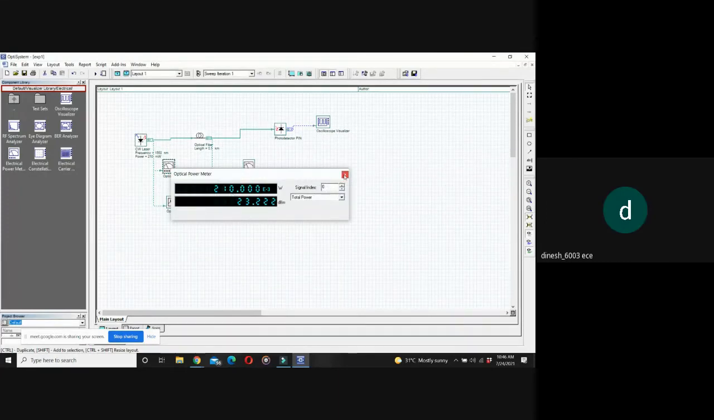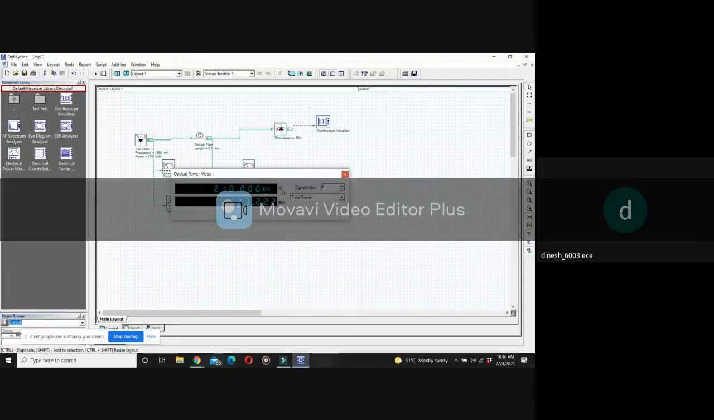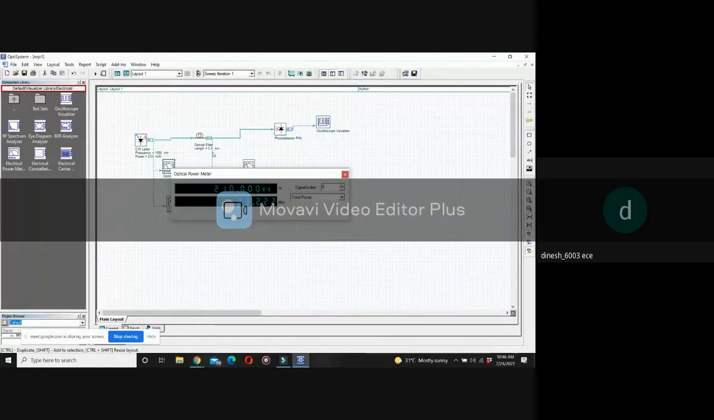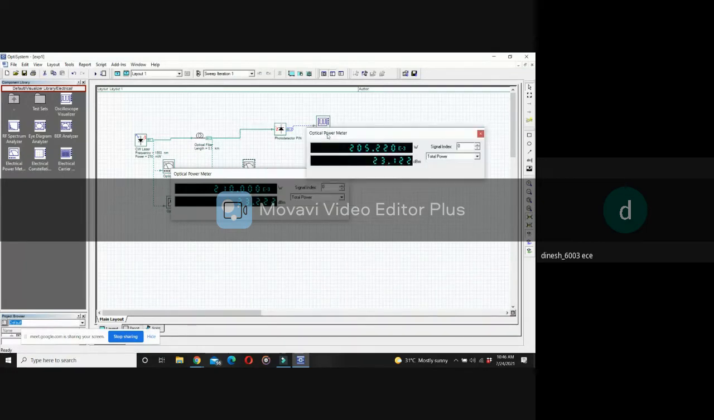210 milliwatts. Everything has a dimension. So you should see that 10 power minus 3 is milli. 210 milliwatts is your input, but don't close it. Click onto the optical power meter, after the optical length of 0.5 kilometer you had kept. No, no, 0.5, do not change. Go to the second optical power meter at the receiver. Now keep it as it is.